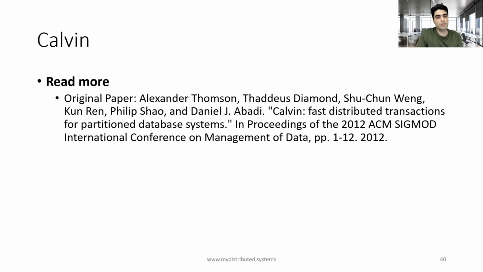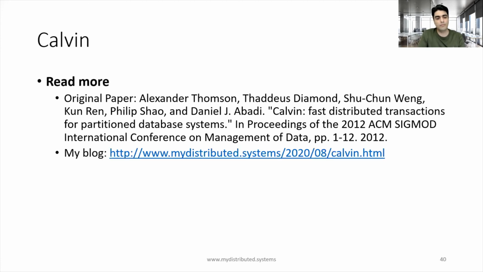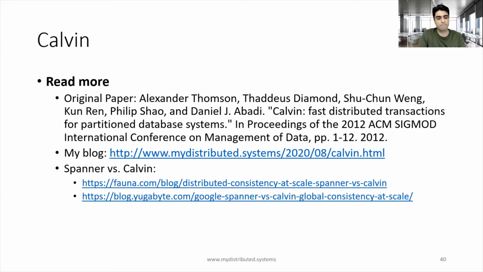To read more about Calvin, you can read the original paper. I also have a blog post on Calvin. Calvin is usually compared with Spanner because they are completely two different approaches. There are blog posts on this comparison. If you like, you can read them. Some of them are in favor of Calvin, some of them are in favor of Spanner. This is good, so you can read them and see which one is better for your system.